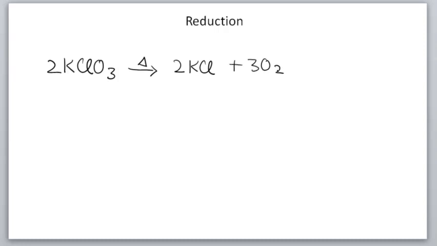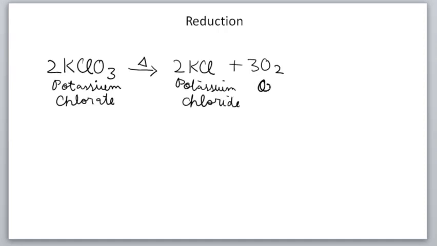Now let's move on to reduction. I'll be explaining reduction with two examples. So the first one is 2KClO3, which is potassium chlorate. It becomes 2KCl plus 3O2, which is potassium chlorate becomes potassium chloride and oxygen.